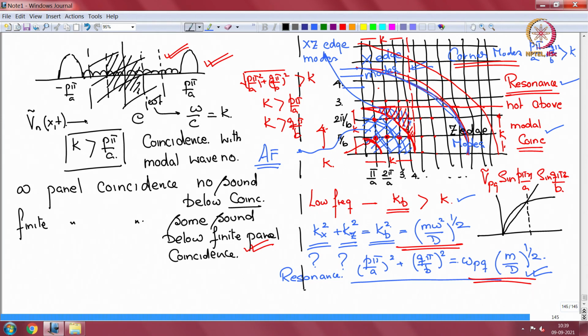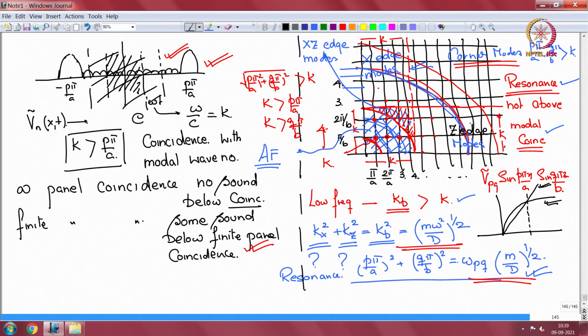Okay, so beyond the infinite panel coincidence wave number or frequency, you will have the acoustic wave number above the infinite panel wave number. When that happens, just at that instance, those modes that this goes through or passes nearby the blue line are resonant, as well as just above coincidence.